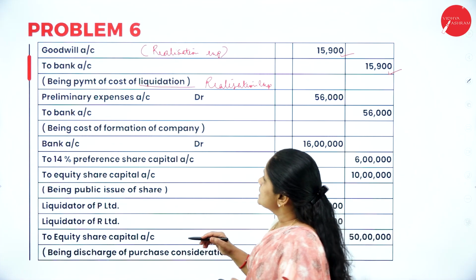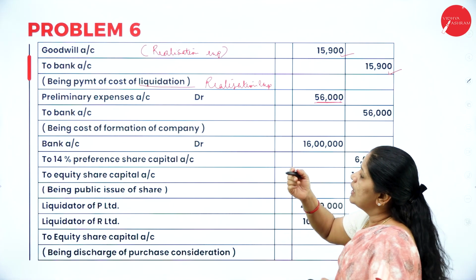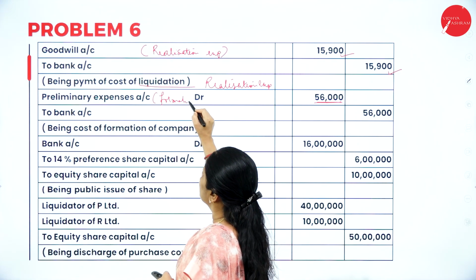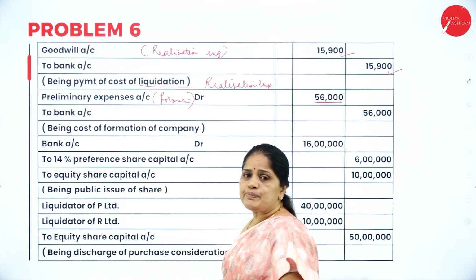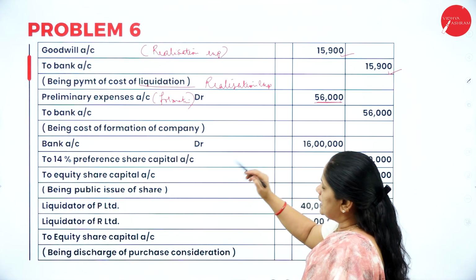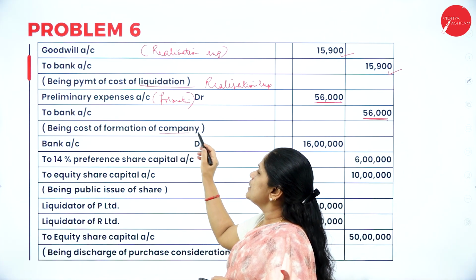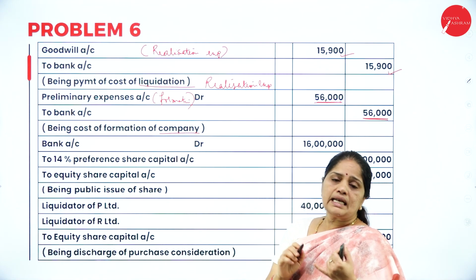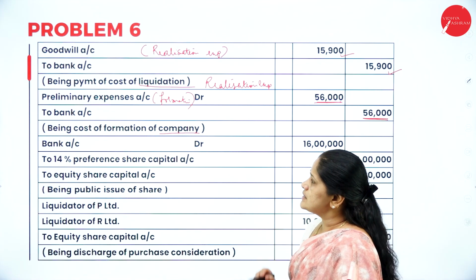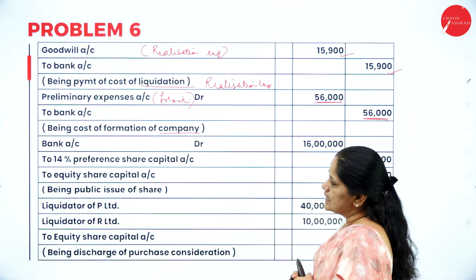Then next will be preliminary expenses. So the cost of formation of the new company. This expenses is for formation of the new company to be formed. They are incurring an expenditure of 56,000. So preliminary expenses account debtor to bank account 56,000 being cost of formation of the new company. So in addition to goodwill, we have one more entry, that is preliminary expenses. So preliminary expenses account debtor to bank account 56,000.